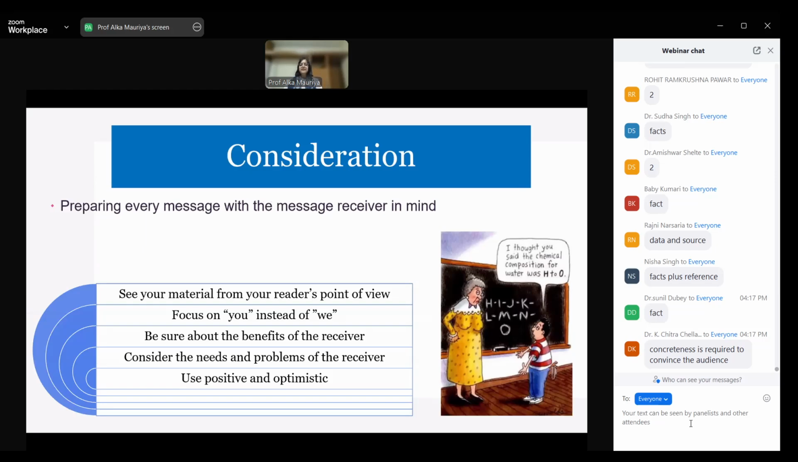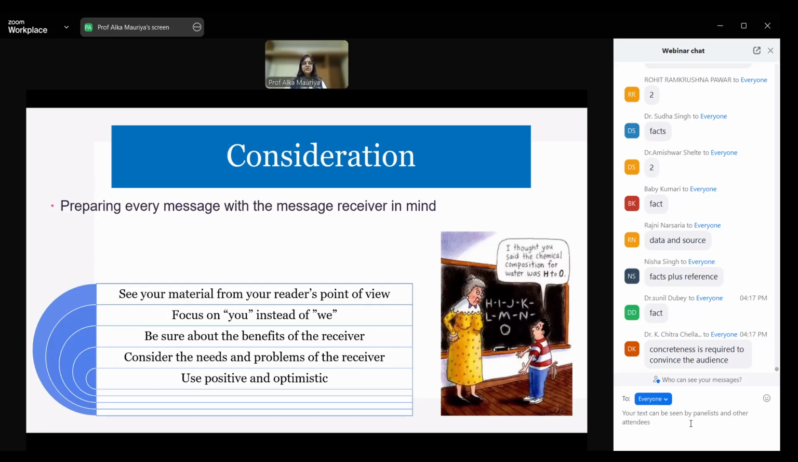And consideration. Again, a very nice cartoon which you see on your screen, that a teacher asked a student to write down the composition for water, which was H2O. And just see what the student has written. He has written all the alphabets from H2O. Right? So we have to be considerate about who is the target audience.